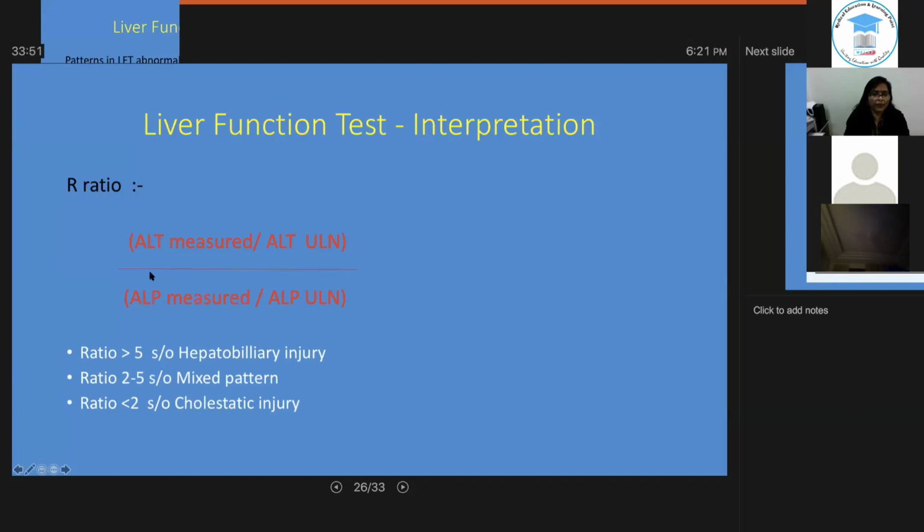And this is divided by ALP divided by the upper limit of ALP. Say ALP is 500, and the normal upper limit is 250. So this will be 2. So the total will be 25 divided by 2, that is, the ratio is more than 12.5. So this ratio suggests that the patient has mainly hepatocellular injury because the enzymes are very high. In a similar way, if this ratio is less than 2, this shows this is cholestatic injury.